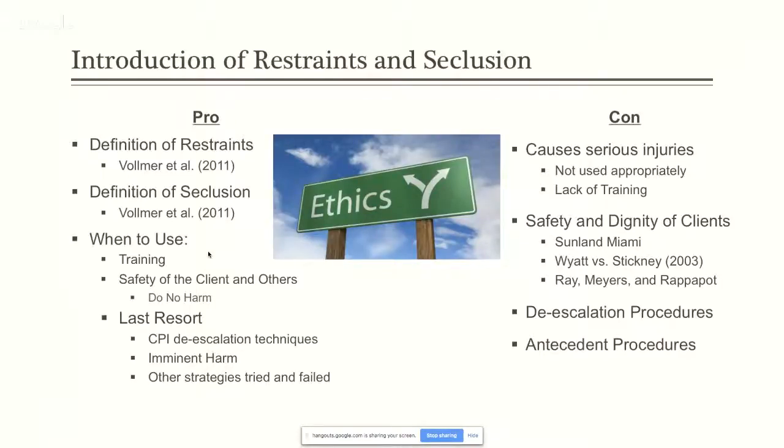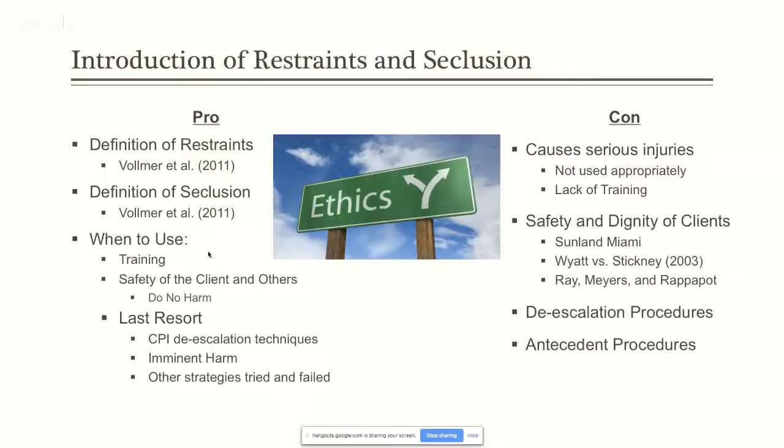Sunland, Miami case, in which individuals were mistreated and restraints and seclusions weren't used with appropriate training and protocols. The Wyatt versus Stickney case, which addresses rights for individuals with mental disabilities to receive effective and proper treatment. On this topic, we might also consider the companies that have been created to address aggressive behaviors, because the reality is that they do exist. We might consider CPI, QBS, and all other safety care certifications that have been set in place to address these.